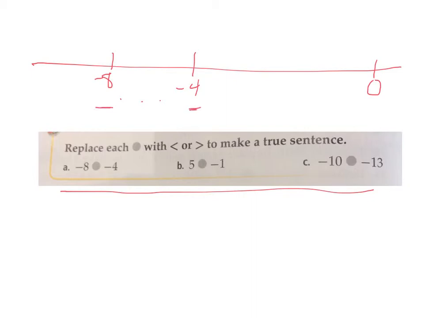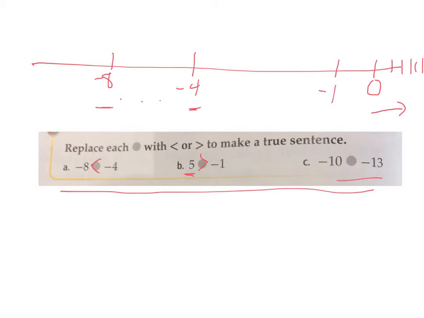I see that -8 is to the left. That means it's going to be smaller. So I want my less than sign. -8 is less than -4. Okay. In here, I see my next problem B, I see 5, and 5 would be to the right of 0, because it'd go 1, 2, 3, 4, 5. And -1 is going to be more like right here. Okay, so I know that 5 is greater than -1.